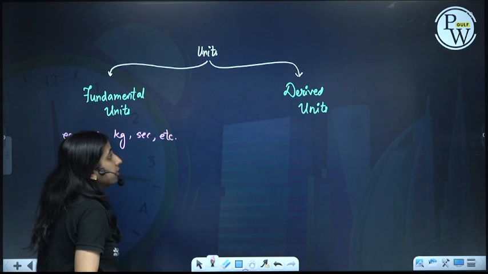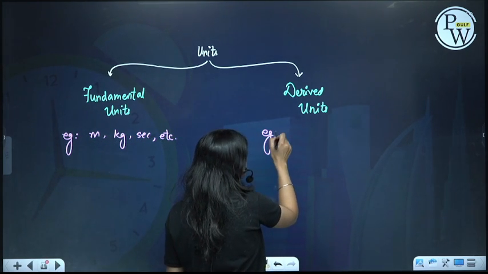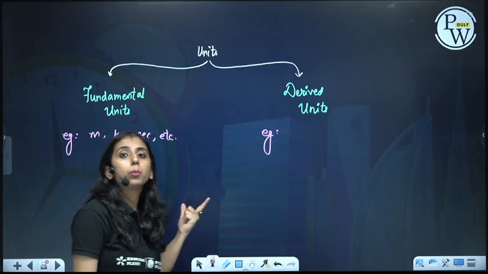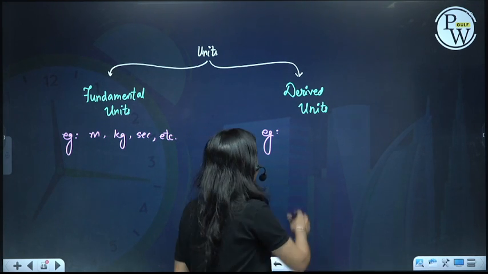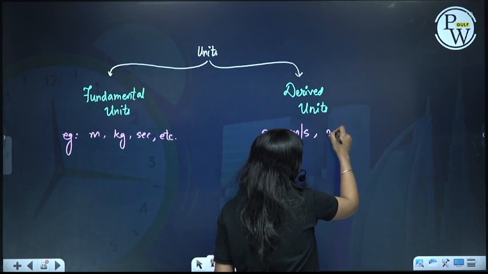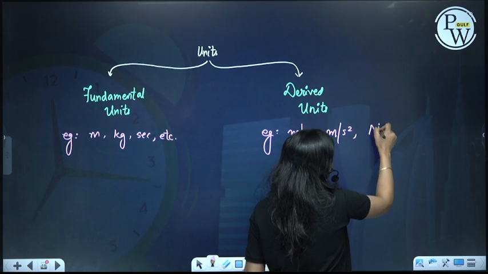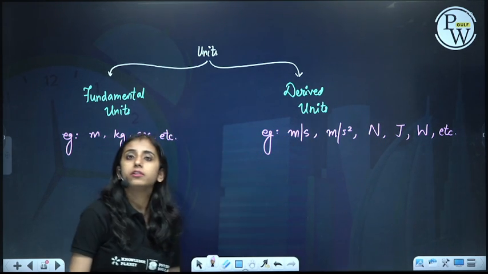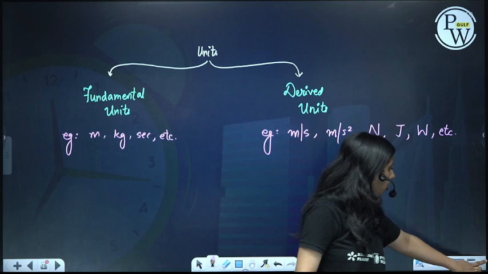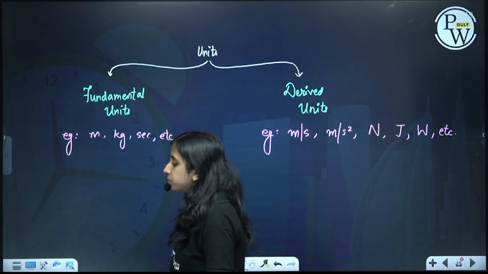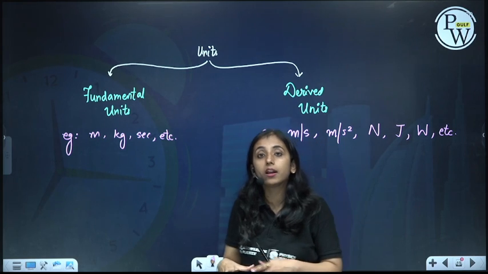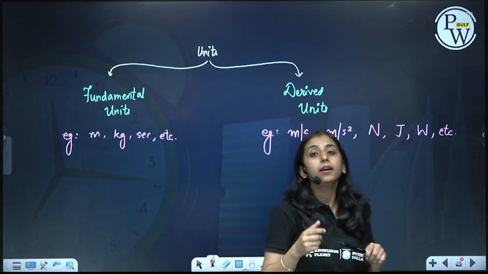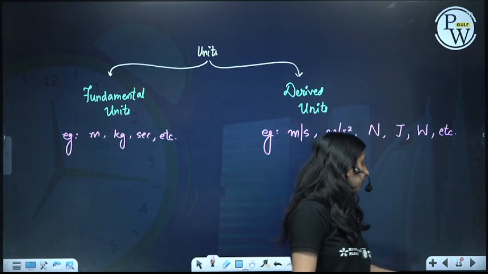These are the fundamental units, and all the units that can be derived from fundamental units are called derived units, or all the units which are used to measure derived quantities are called derived units. Examples are meter per second square, Newton, joule, watt, etc. All these are derived units. So this is all about quantities and units: what physical quantities are, how we measure them, what systems of units are used to measure them, and how we divided units into two categories.